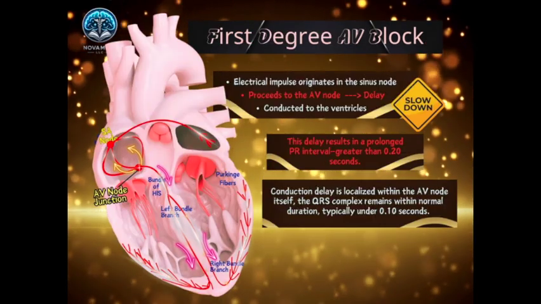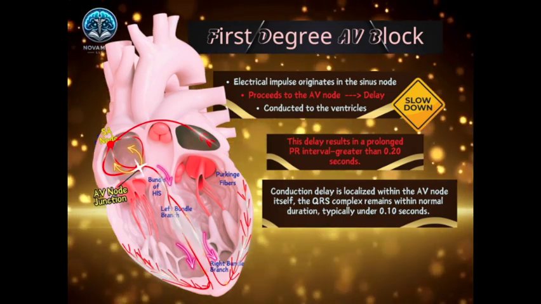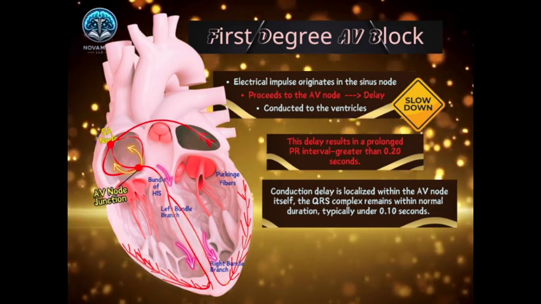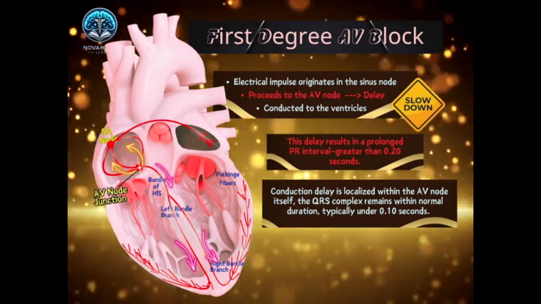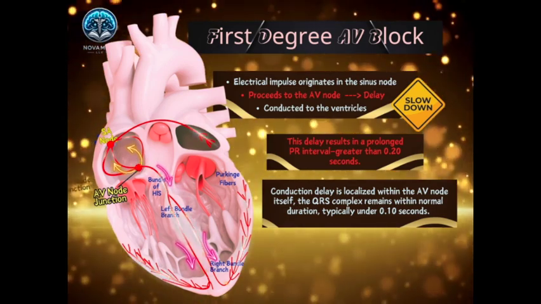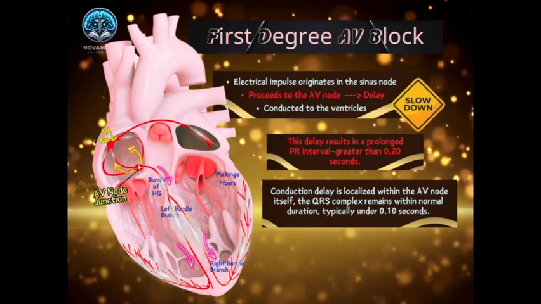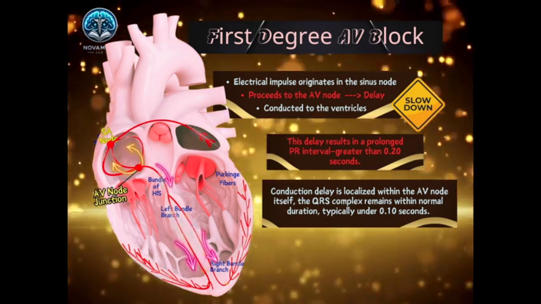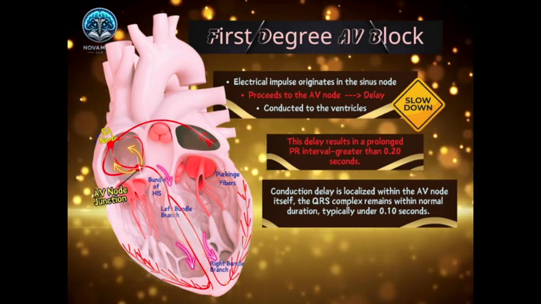First degree AV block is considered the mildest type of AV block. In this condition, the electrical impulse originates in the sinus node and proceeds to the AV node as expected, but it experiences a delay within the AV node before being conducted to the ventricles. This delay results in a prolonged PR interval greater than 0.20 seconds.